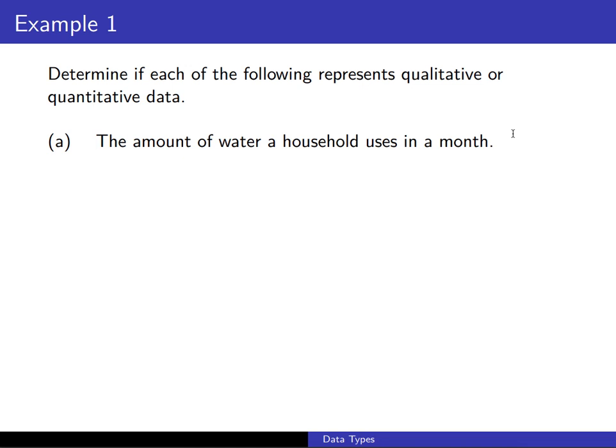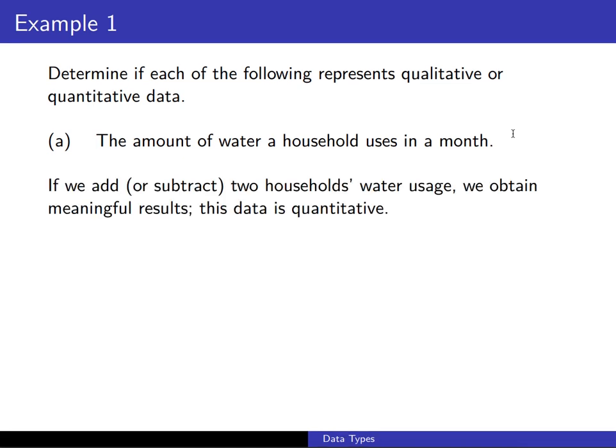All right, example one, determine if each of the following represents qualitative or quantitative data. So the amount of water a household uses in a month, that is definitely a measurable numeric value. And if we add or subtract two households' water usage, we do obtain meaningful results. So this data is in fact quantitative. So maybe you and a neighbor, if you add those two results together, you can find the total amount of water used, which is a meaningful result. Or if you subtracted them, being able to figure out who had more.